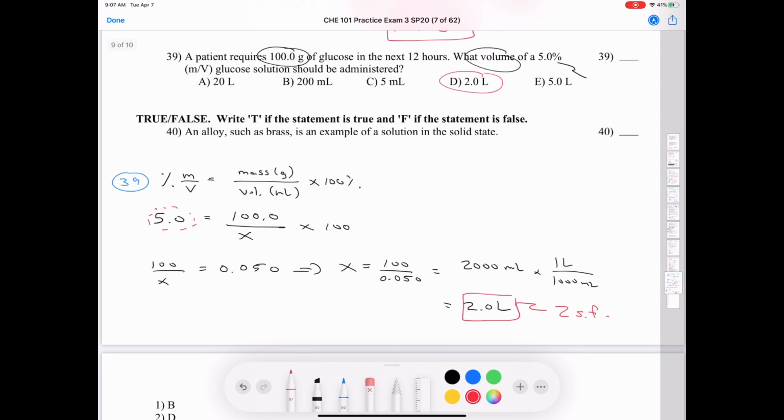So with that in mind, let's take a look at the very last question, which is just a true and false question. There are no true and false questions on the actual exam. An alloy such as brass is an example of a solution in the solid state. The answer is yes. Brass is actually a solution. It's actually made from zinc and copper. So that's what an alloy is. It's a mixture of metals. And a solution can be a homogeneous mixture, and it can be in the liquid state, and it can be in the gas state, and it can also be in the solid state.